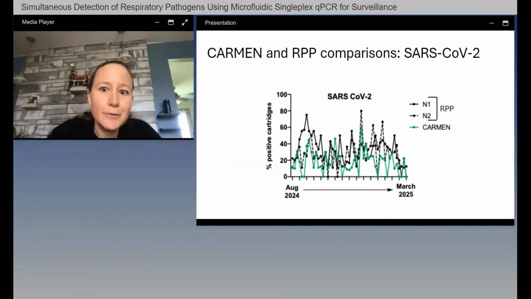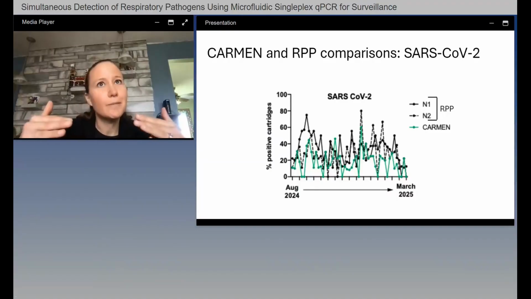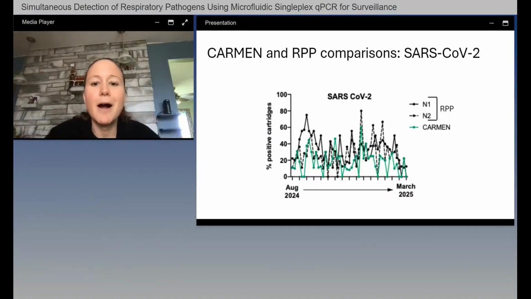Now, to get into looking at some of the individual comparisons, here are Carmen and RPP comparisons for SARS-CoV-2. There wasn't much as far as trends go for the air sampling data here, because SARS-CoV-2 was sort of consistently positive throughout the school year. The RPP assay N1 and N2 targets are shown as the black lines, and the Carmen assay is shown as the green line here.